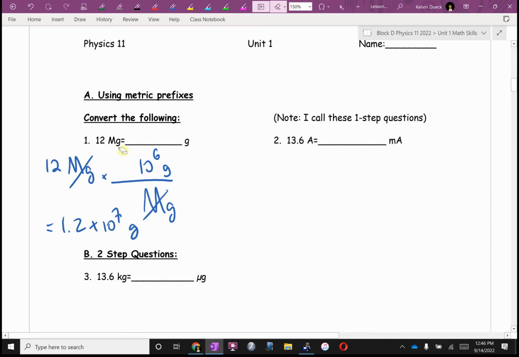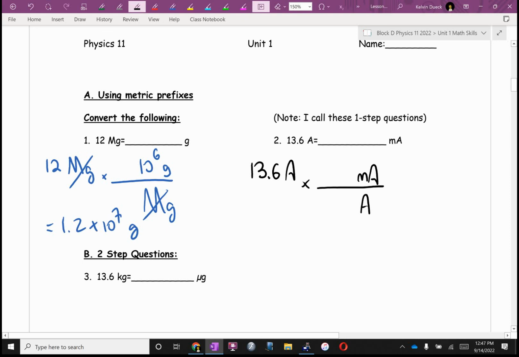Now, this was going from a metric prefix to no metric prefix. I can also go from no metric prefix to a metric prefix. Aaron, any guesses on how I'm going to start? Write down what they gave me. 13.6 amps. Multiply. I want amps to cancel. Where's it going to go in my next fraction, Aaron? On the top or on the bottom? Yep. You know what's going to go on the top? Milliamps, except I'm not done.